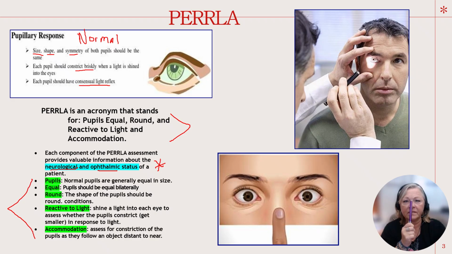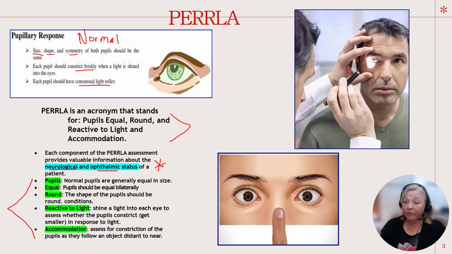And what happens as it gets closer, as you see in the picture, that made me dizzy, they'll go a little cross-eyed, and the eyes should move towards the nose equally, and the pupils should constrict equally. And we call that accommodation. And that is also testing neurological and ophthalmic status of the eye and one of the cranial nerves.